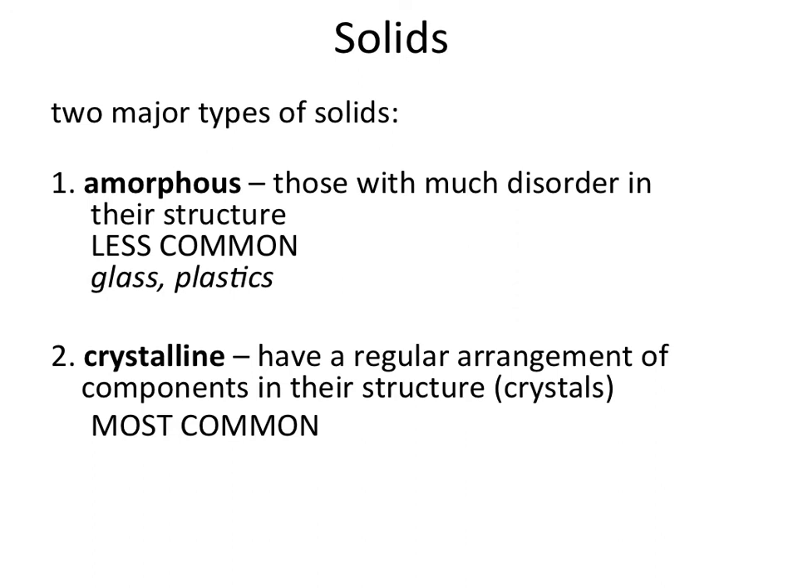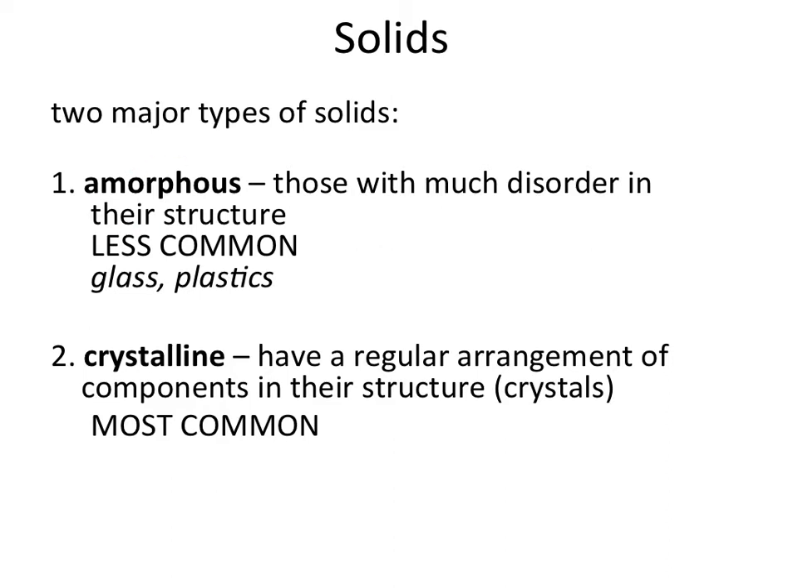So we're going to go ahead and look at the different types of solids and basically look at their characterizing features and look at ways to differentiate between the different types of solids that are possible for different types of materials. Okay, so there's two major types of solids. There are amorphous solids and crystalline solids.